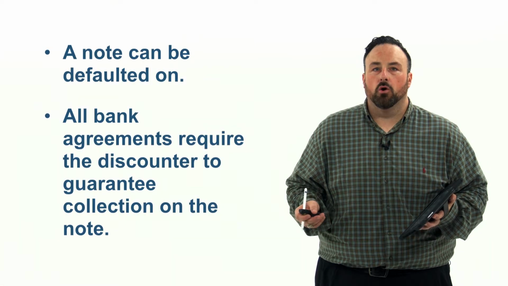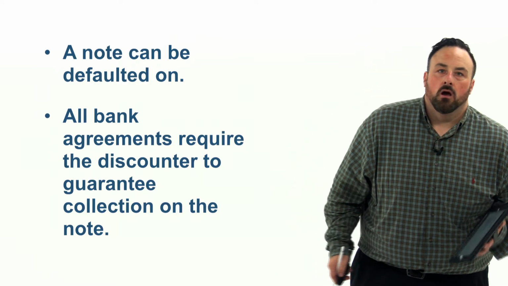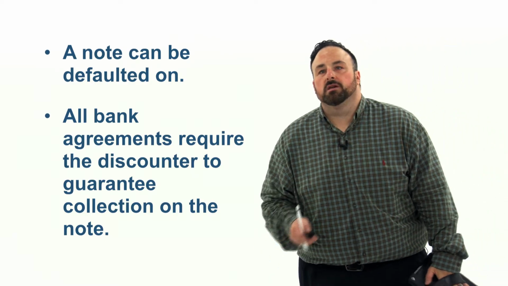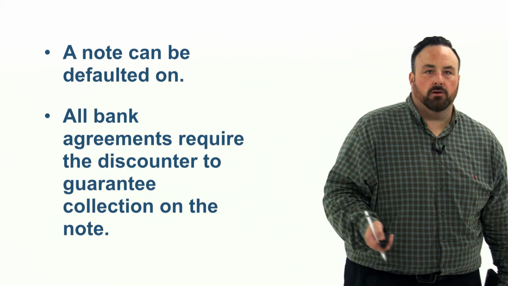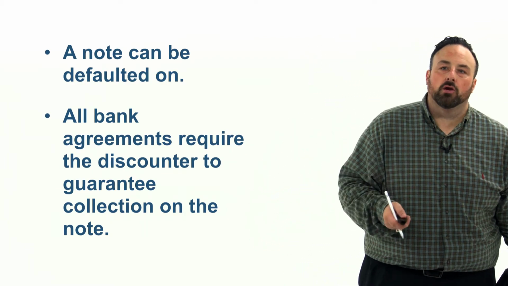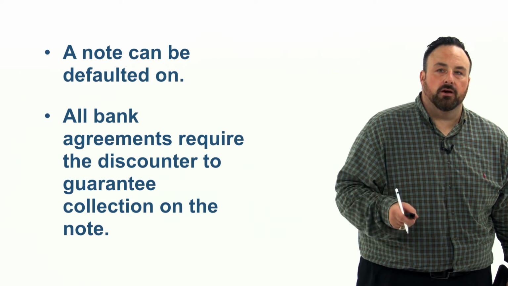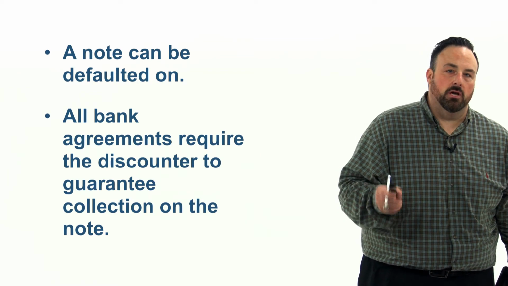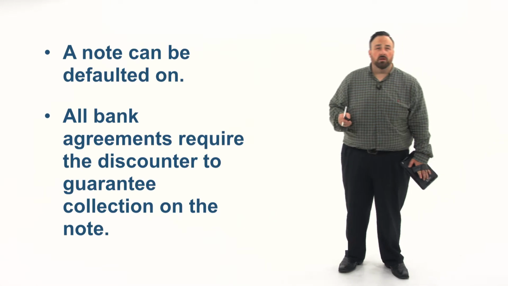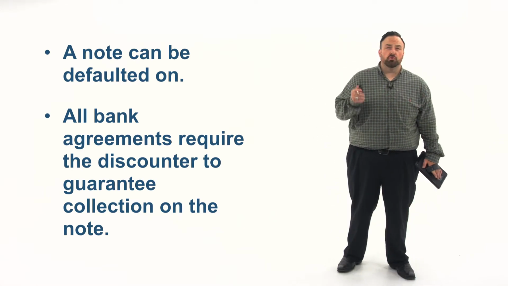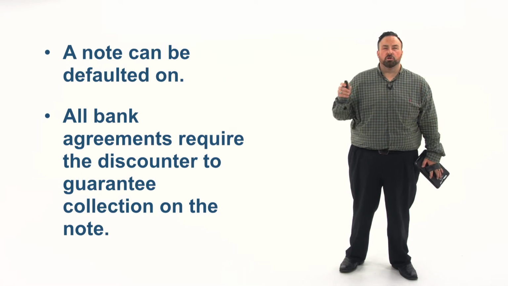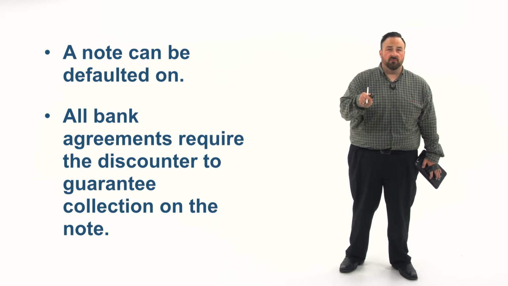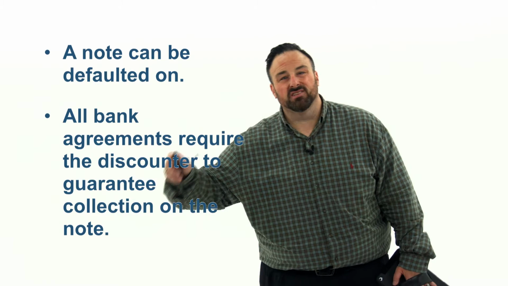Now, here's what you don't want. A note can be defaulted on. This means you stop paying it. It could be a loan, any other type of banknote. Now, all bank agreements require the discounter to guarantee collection on the note. Now, one thing that you need to know, once you default on a note, the bank will charge the business for the maturity value, not the present value, of the note, plus a default fee.